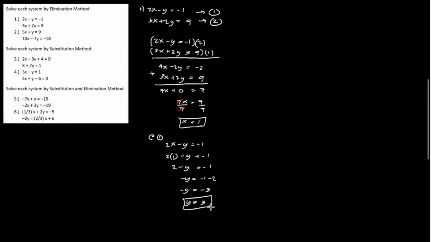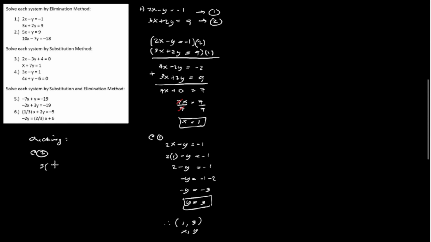The value for y is equal to 3. So therefore (1, 3), which is x and y. So the value for x is 1 and the value for y is 3. And for checking, we will use equation 2. At equation 2, we substitute the value for x and y.